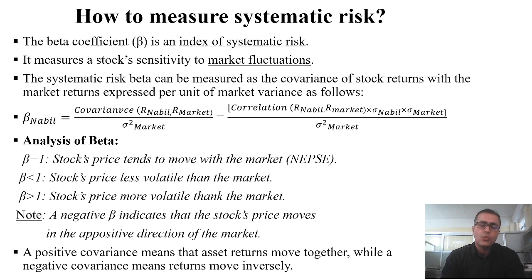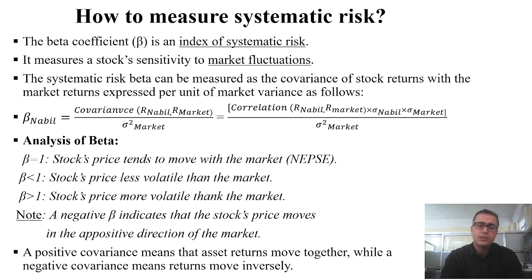If beta equals 1, it shows that the stock price moves with the market, like the NEPSE, Nepal Stock Exchange Index. If beta is lower than 1, we say the stock price is less volatile than the market. Similarly, if beta is greater than 1, it shows that the stock price is more volatile than the market. Now, we have to note that if the beta value is negative, it shows that the stock price moves in the opposite direction of the market.